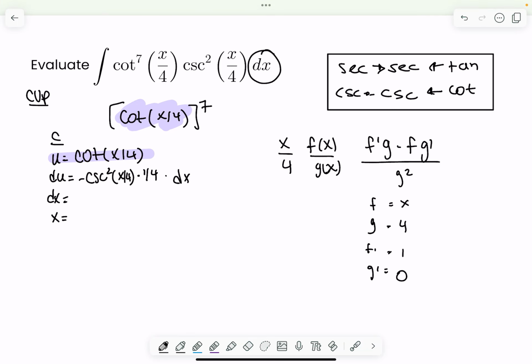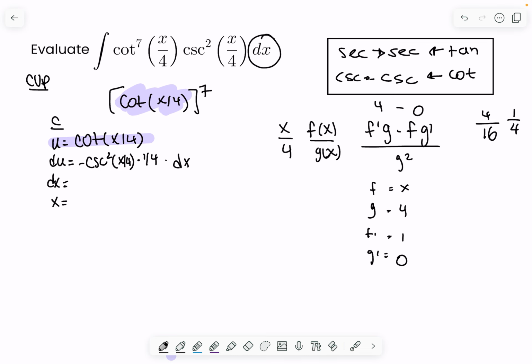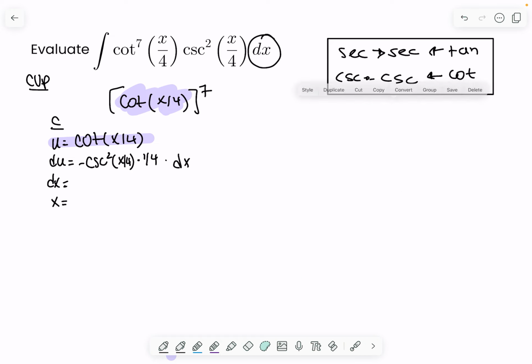And then you put everything together. So you have f prime is 1 times g, which is 4. That just becomes 4. And minus f, which is x, times g prime, which is 0. So this just is 0. So we have 4 over, and then g squared is 4 squared, which is 16. So that's going to be 1 over 4, which is this, right? So essentially, you could do this, or you could just recognize that out of 1,000 problems that you do, if you have something like this, just take out the x, 1 over 4, right? Okay. So that is me showing you the steps.